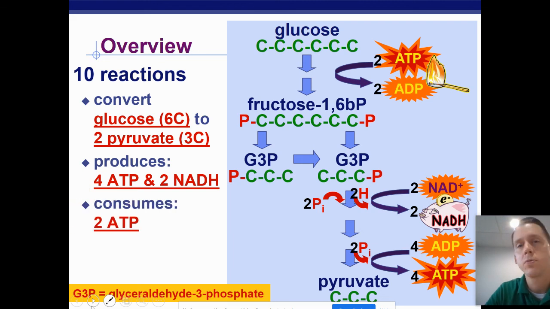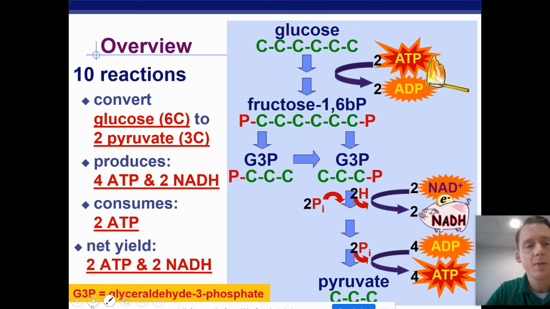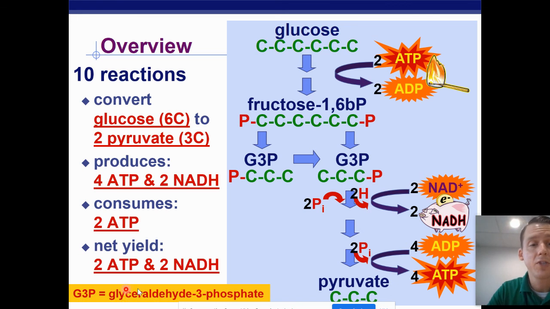It consumes, though, 2 ATP, so technically the net yield is only 2 ATP and 2 NADH. So we've got energy in the form of ATP, and we have energy in the form of NADH. And we also still have pyruvate. Pyruvate actually has some chemical potential energy sitting there as well. What this is showing you now is that there are enzymes that are going to catalyze each step along the way.